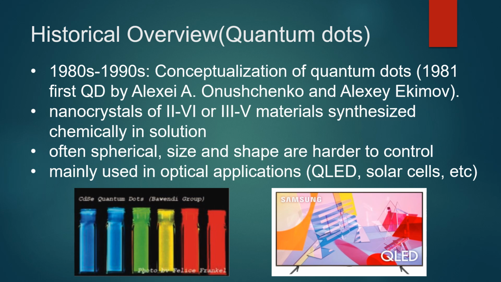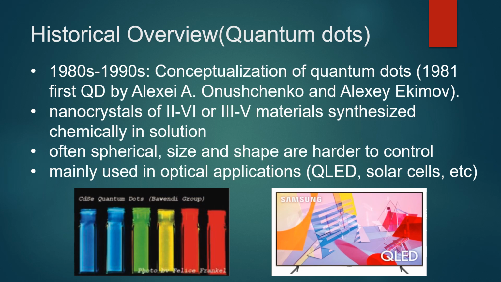Here we provide a brief historical overview of quantum dots. The first quantum dots were invented by Soviet scientists, but they were quite different from silicon germanium quantum dots, because the first invented quantum dots were colloidal quantum dots, which are nanocrystals of II-VI or III-V materials synthesized chemically in solutions, while silicon germanium quantum dots are solid state quantum dots based on semiconductor technology, typically grown on wafers using techniques like molecular beam epitaxy or chemical vapor deposition.